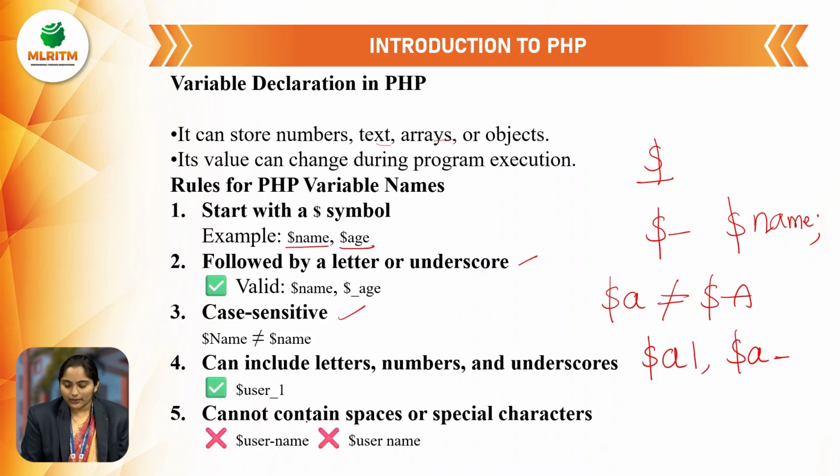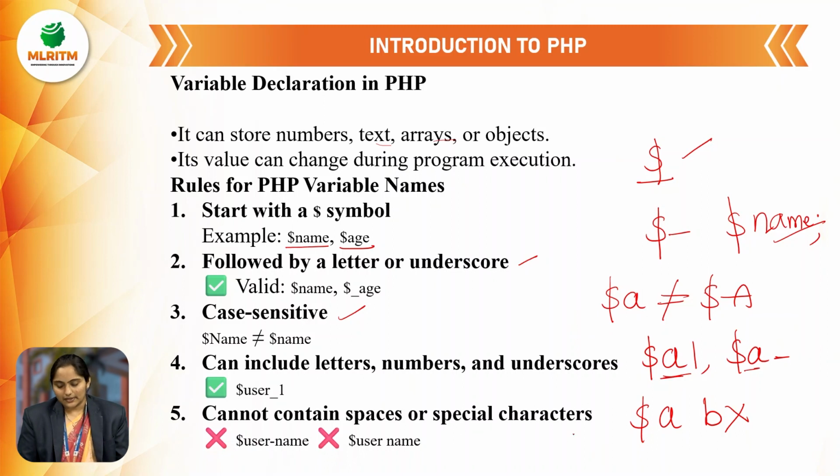And a variable cannot contain spaces or special characters. So we shouldn't declare a variable like A space B. This is an invalid declaration. And these are the rules. So a variable should start with the dollar symbol and then it should be followed by an underscore or name, and the variable names are case sensitive, and it can contain letters, numbers and underscores after the dollar and a character or underscore, and it shouldn't contain any spaces or special characters.